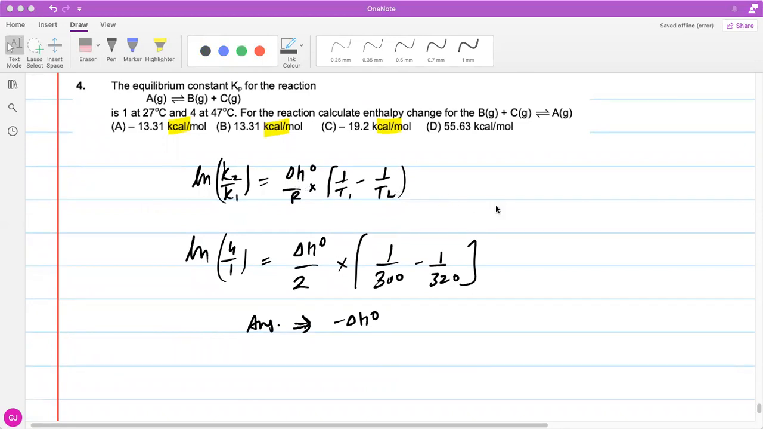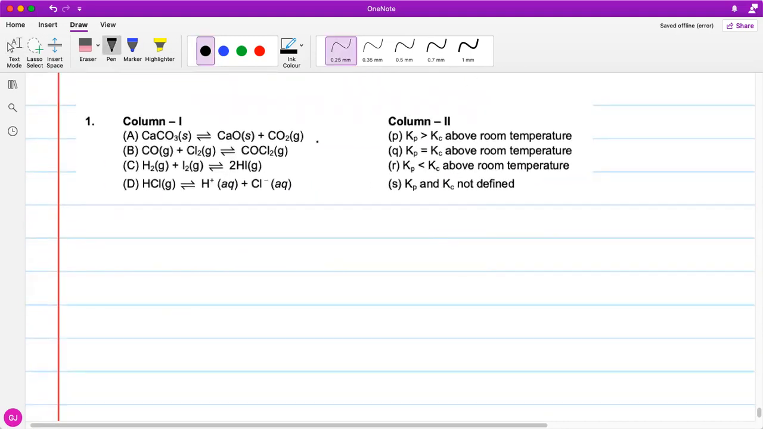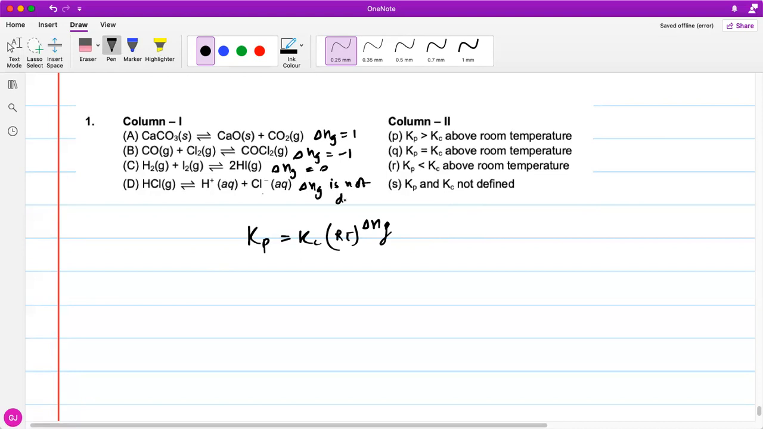Now let's quickly look at the matrix match, in which you have a relationship between Kp and Kc for these reactions, right? So Kp is equal to Kc into RT raised to the power of delta Ng, right? So you will have to get the relationship of delta Ng for each of these cases. So here delta Ng is 1, here delta Ng is -1, here delta Ng is 0. And in this case, where there is an aqueous species present, we say delta Ng is not defined, since you have both gaseous and aqueous species. You don't have Kp or Kc defined for such a reaction. Here you'll have to write the equilibrium expression in terms of both concentrations and partial pressures.